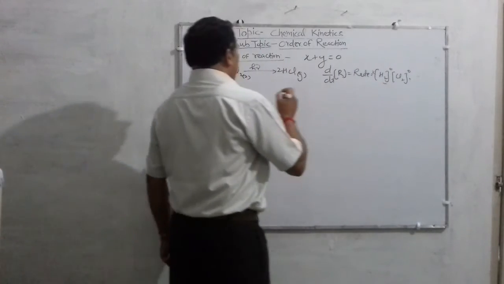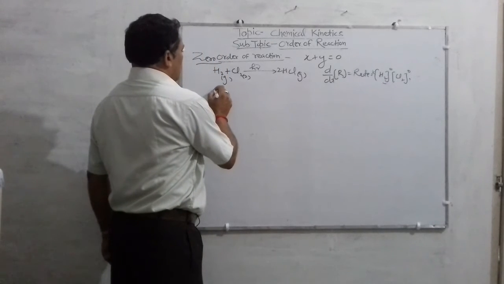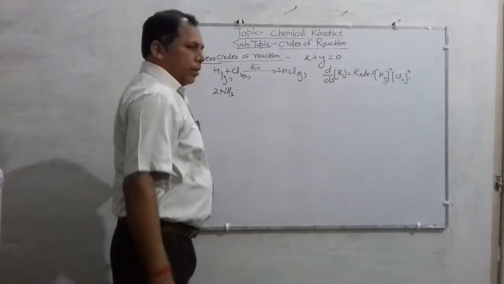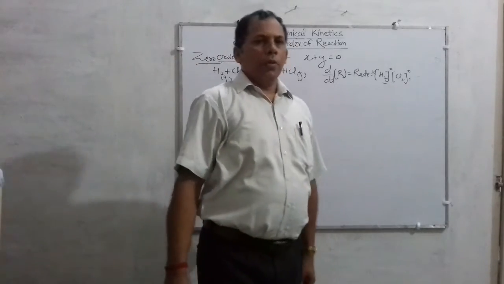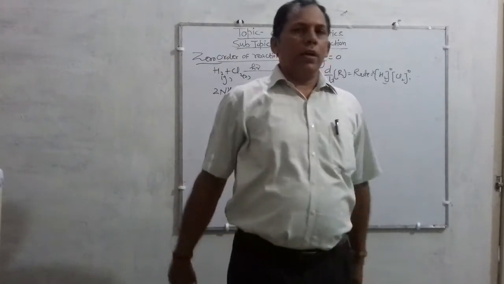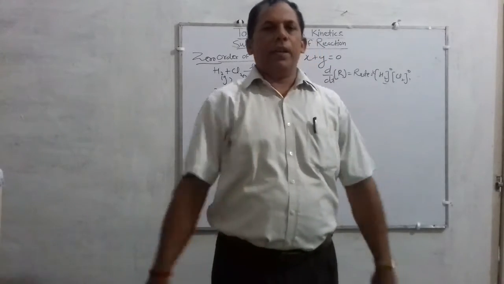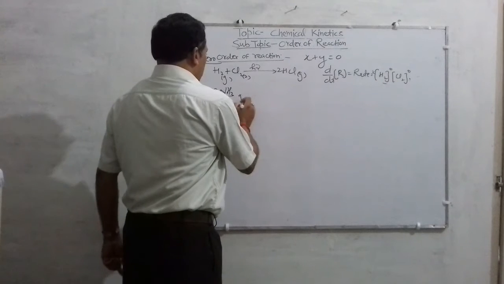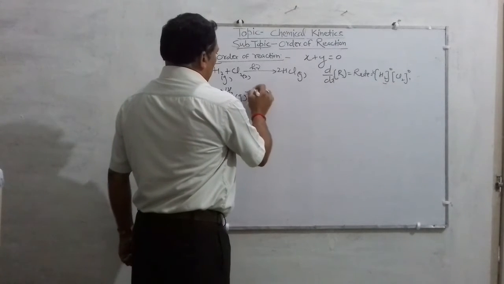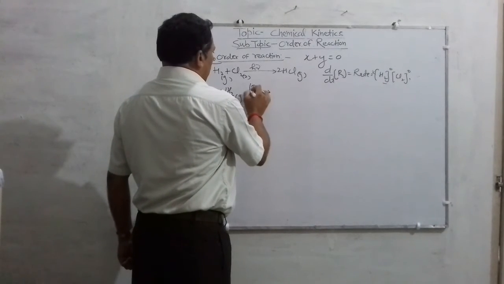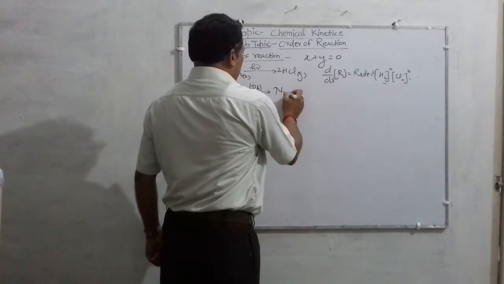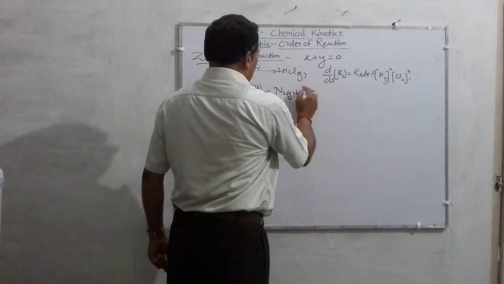Similarly, another example, which you have often heard, is the decomposition of ammonia in the presence of a certain catalyst into nitrogen and hydrogen gases. This is 2NH3, in the presence of, suppose using catalyst platinum, decomposing into nitrogen and hydrogen.